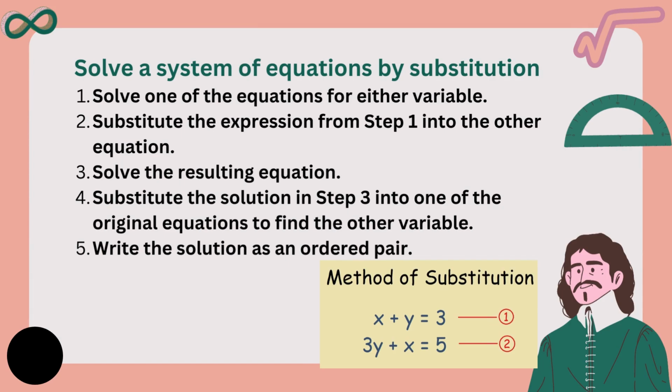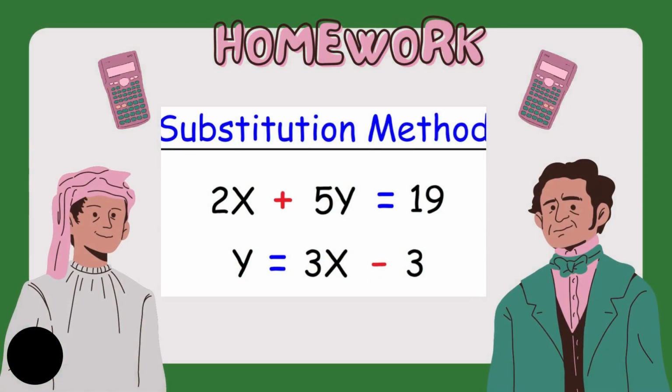Here is the method. Number one, solve one of the equations for either variable. Number two, substitute the expression from step one into the other equation. Number three, solve the resulting equation. Number four, substitute the solution from step three into one of the original equations to find the other variable. Number five, write the solution as an ordered pair. This is the method of substitution.